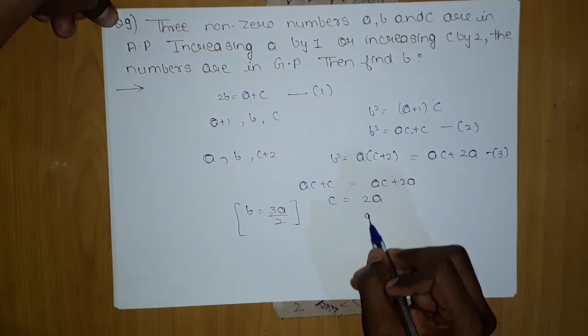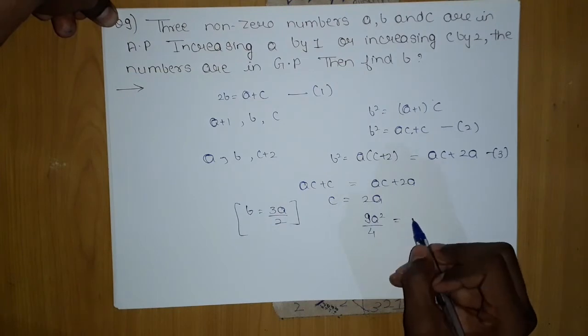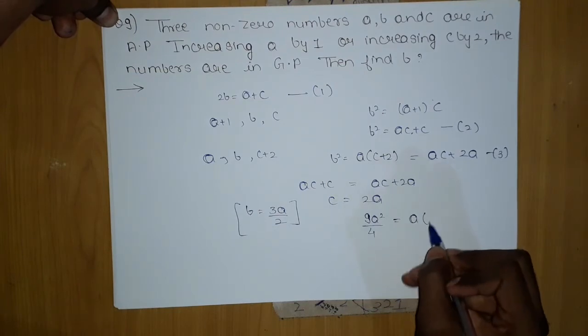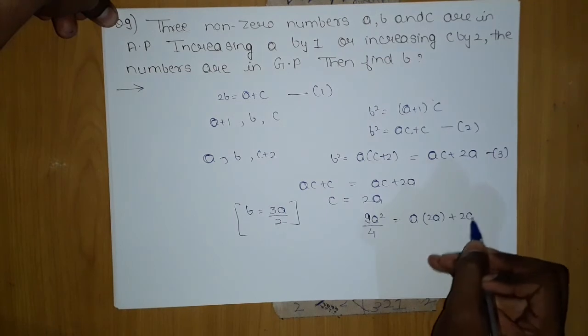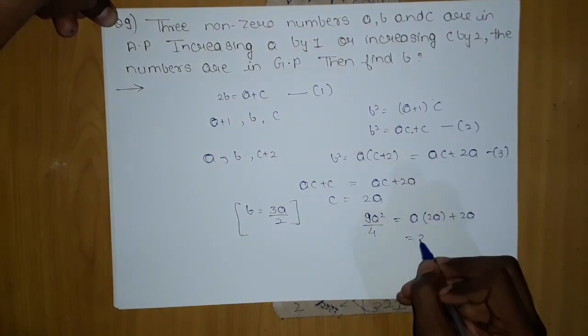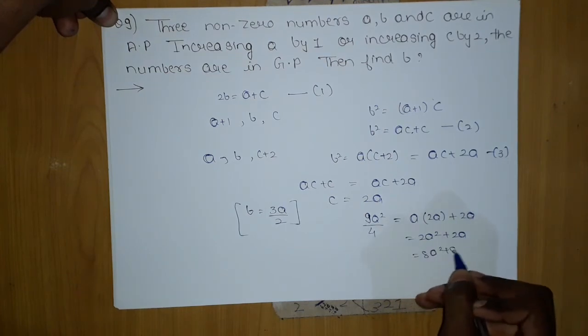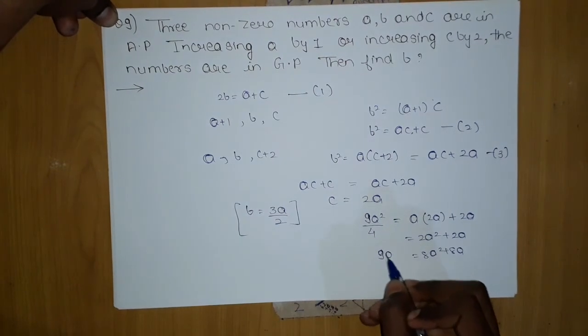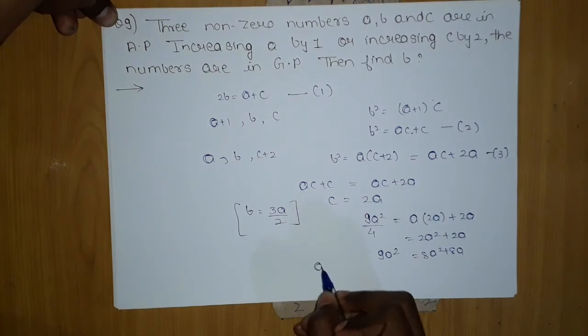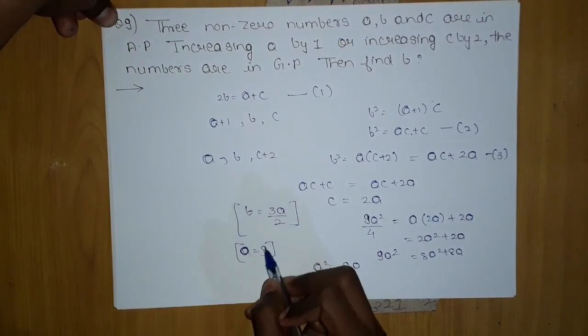So B square will be 9A square upon 4, which should be A into C. A is what we want, and this is 2A plus 2A. C is 2A. So what we have, 2A square plus 2A, which gives me 8A square plus 8A, which is nothing but 9A square. So A square is equal to 8A, A is equal to 8. So I got A is equal to 8.